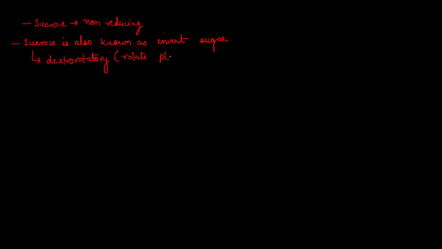Okay. Now, apart from being non-reducing, sucrose is also known as invert sugar. Now, what is invert sugar? Sucrose is originally dextrorotatory. What do we mean by dextrorotatory? It means that sucrose rotates plane polarized light in the right or clockwise direction. So when you pass plane polarized light through this sucrose mixture, it will rotate it in the clockwise direction.